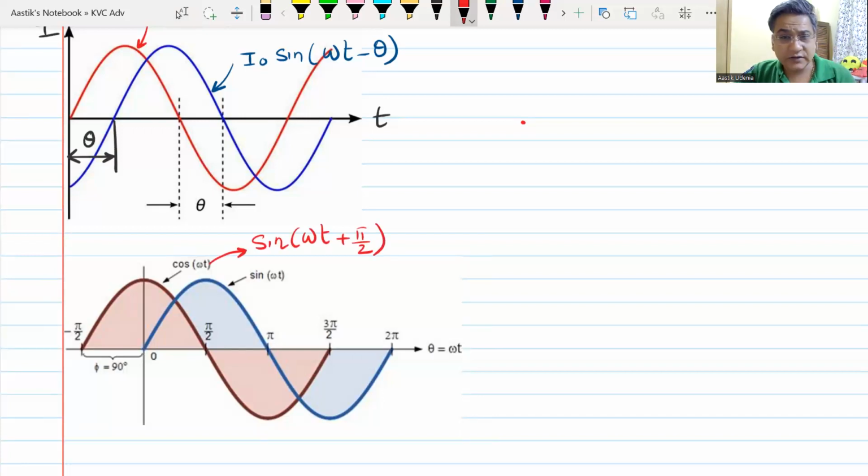Because this wave is ahead. It is doing whatever the blue wave does, but it is doing it 90 degrees before. So it is ahead. So if the blue wave is sine of omega t, the pink wave here becomes sine of omega t plus pi by 2. I'll give you 2 minutes to note this down. So I think we have understood the meaning of this.